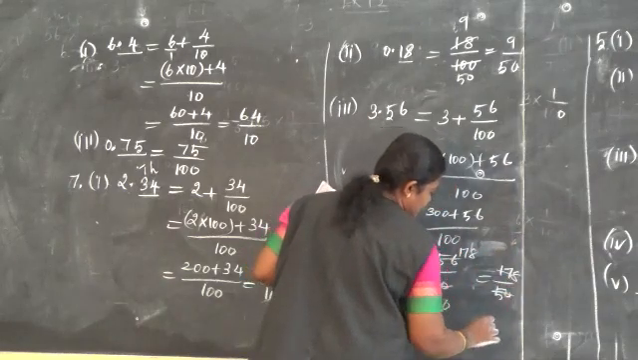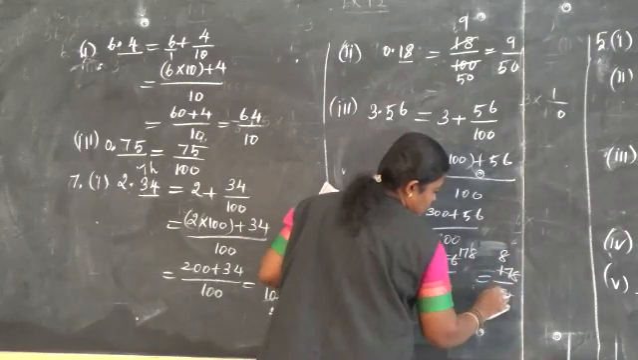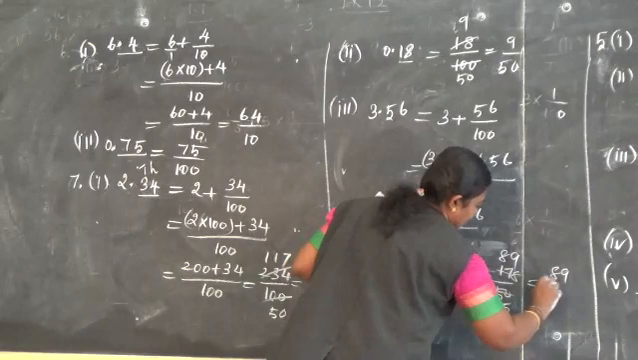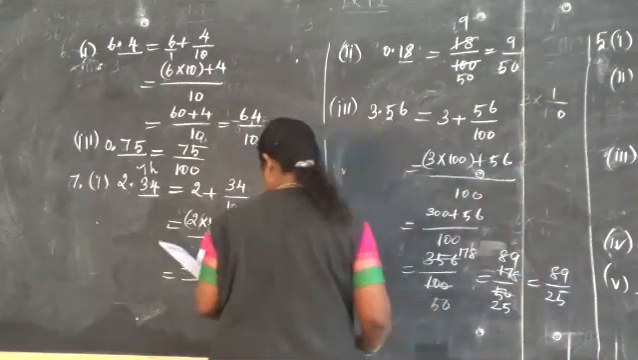178 by 50. Again go for the 2 table. 8, 8 2's are 16. 9 2's are 18. 25. So 89 by 25 is the answer.